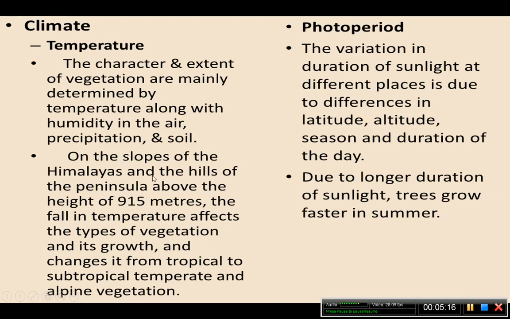On the slopes of the Himalayas and hills of the Peninsula above the height of 915 meters, the fall in temperature affects the type of vegetation. So this example shows how the increase in height causes a change in the type of vegetation, and that change comes due to decrease of temperature. It changes from tropical to subtropical, temperate and alpine vegetation, which means as we move from the equator to the polar region we see variation in the types of vegetation.